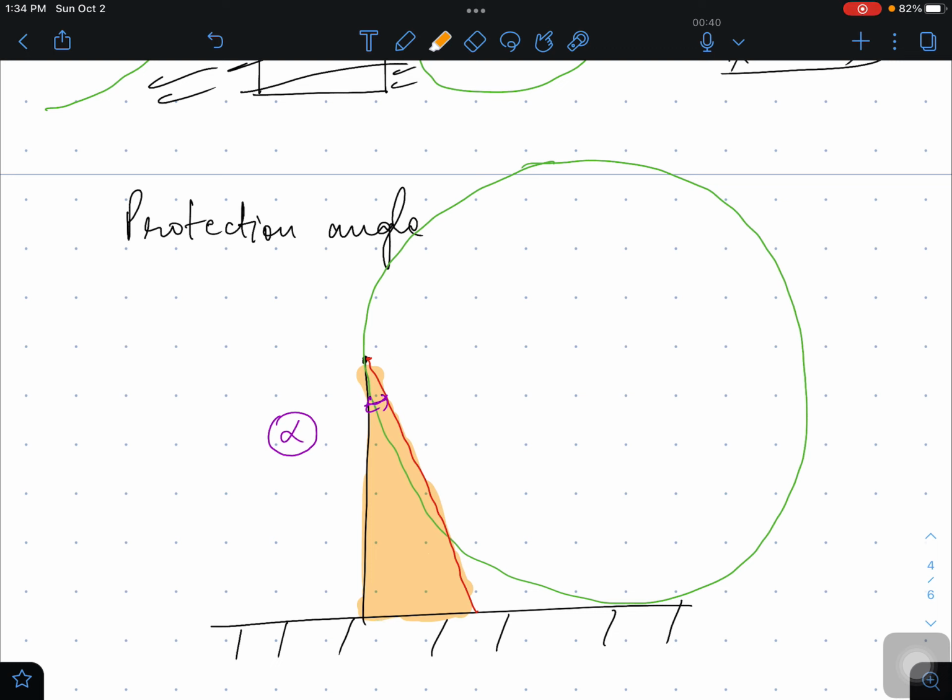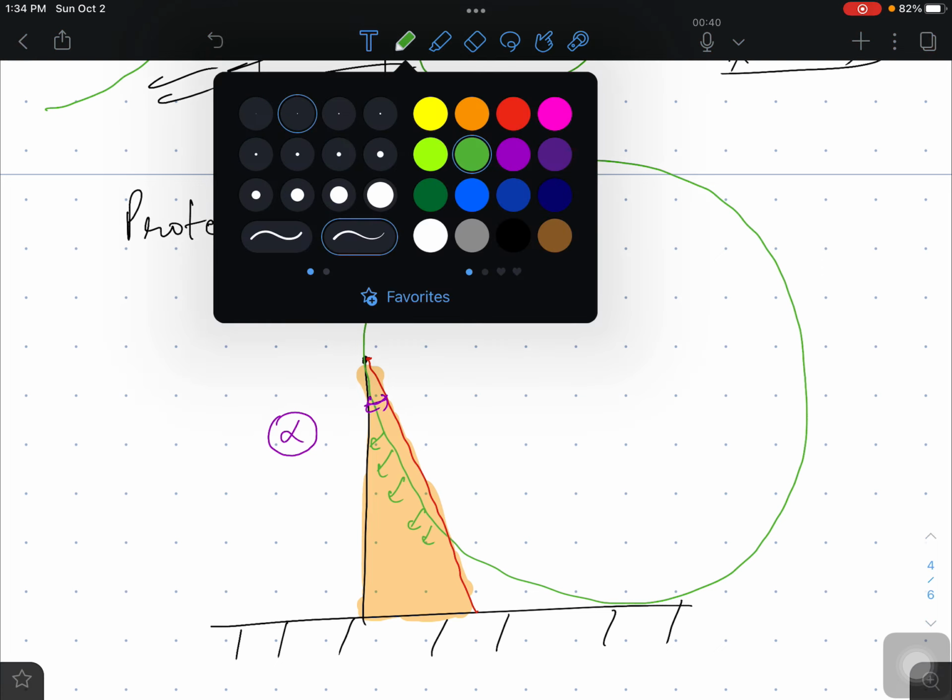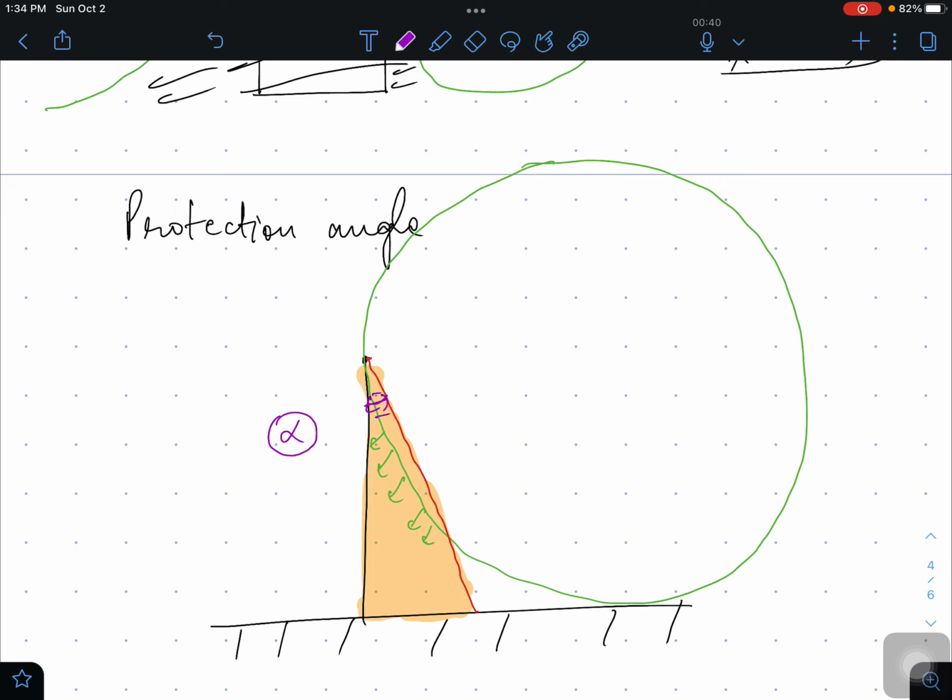So what is happening? The rolling sphere was protecting from this green part. It is protecting here. This extra part which is here, now I will highlight in this purple. This extra part is now protected by the protection angle. So if I just remove this, just to simplify.